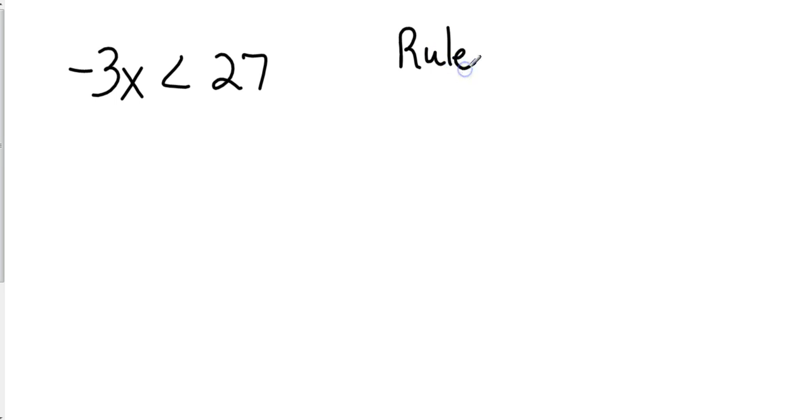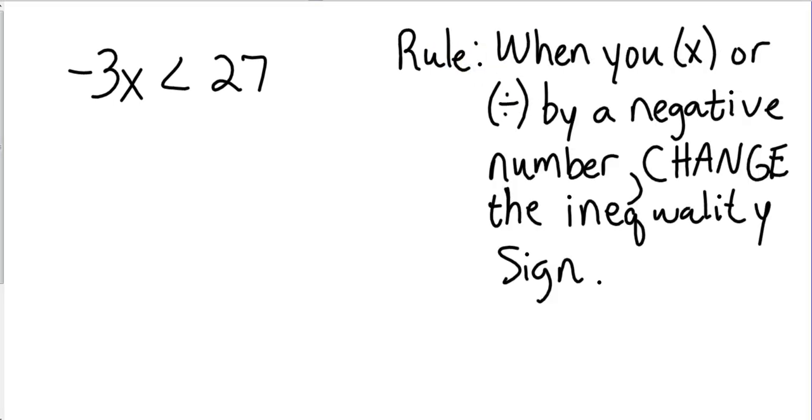Now, here's the major change. Let's say I had negative 3x less than 27. There is a rule when you divide or multiply by negative numbers, inequalities. So here is the rule. Through the power of technology, just fast forward ahead, and the rule states when you multiply or divide by a negative number, you must change the inequality sign. What I mean by changing is this is going to change from less to greater, only because what I'm about to do is I'm about to divide both sides by a negative number.